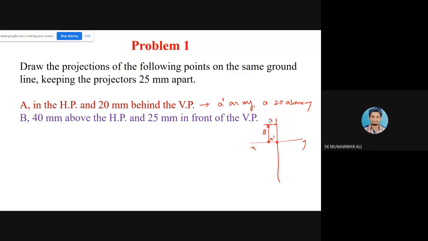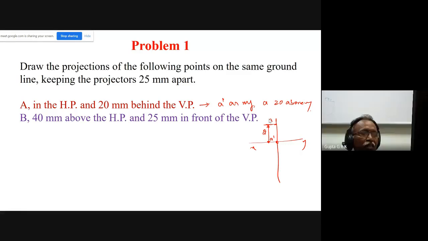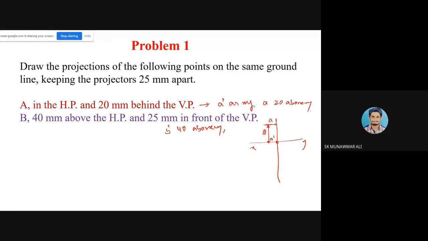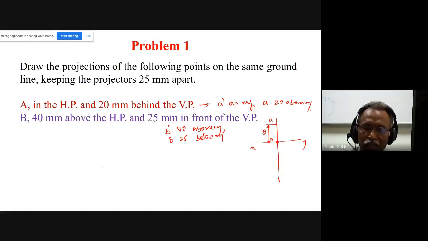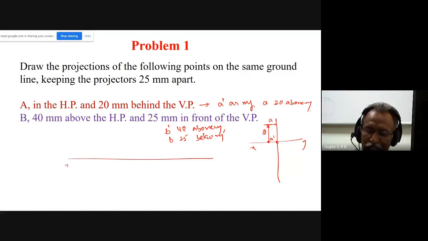Sir, 40 above HP, how to calculate that? I have to know about front view. Above HP means above XY. What is the distance? 40. So B dash is 40 above XY. And 25 in front of VP means B will be below XY, 25 below XY. The question asks me to draw on the same ground line. Ground line means actually XY here. On the same reference line, I am going to get some more points also.